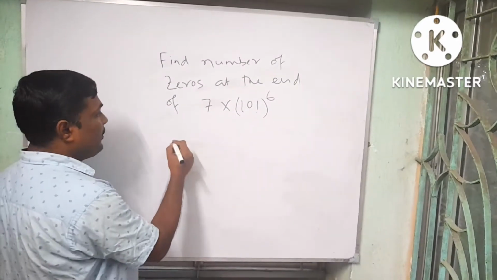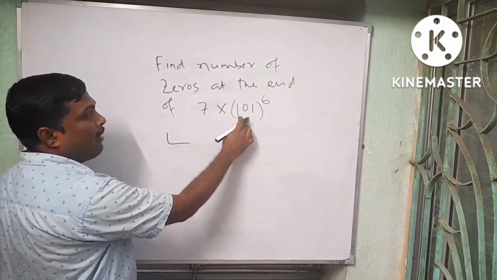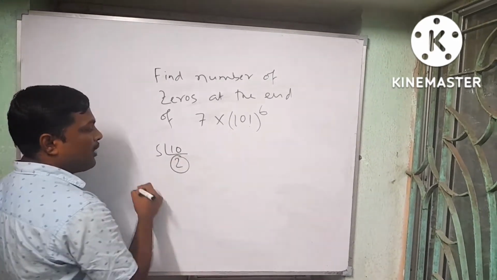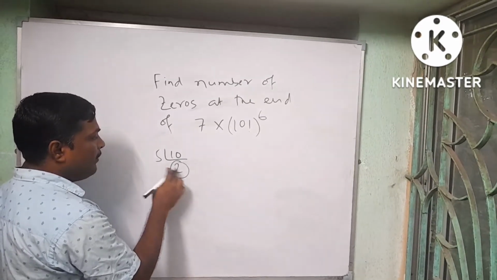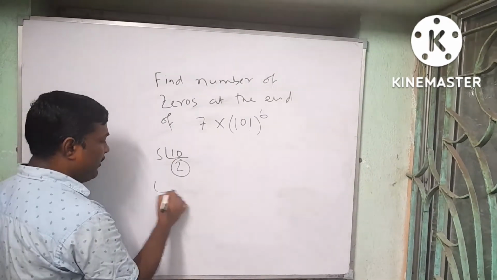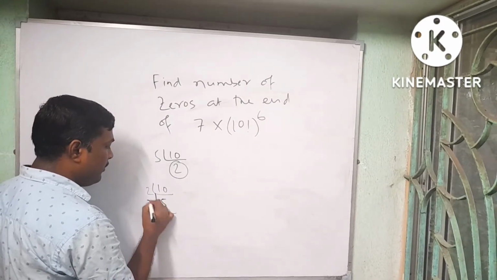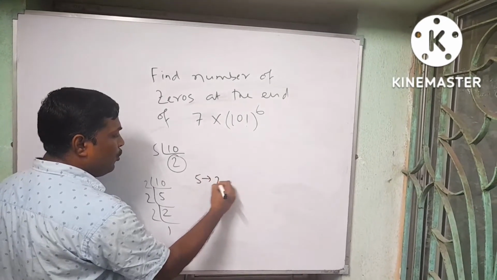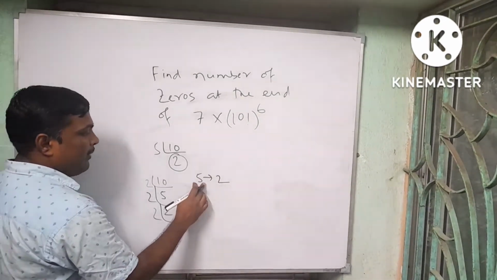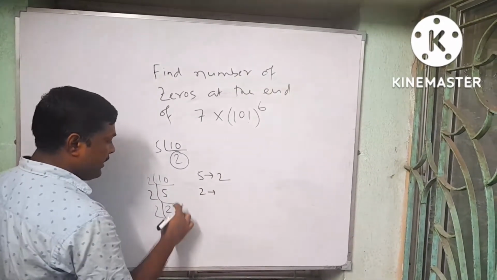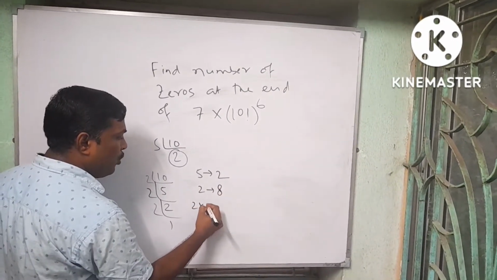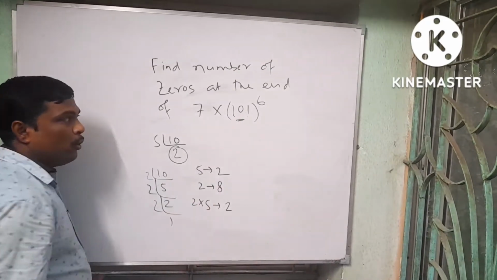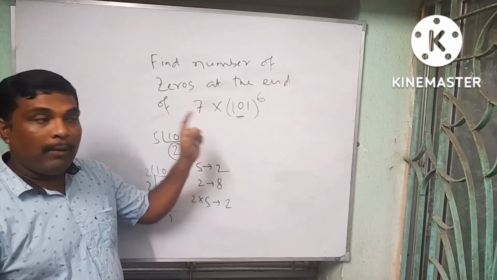Okay, so for this problem, first find number of zeros at the end of 10 factorial. So divide 10 by 5, it is 2. Okay, and number of 2, divide 10 by 2, 5, 2, 1. So in 10 factorial number of 5 is 2 and number of 2 is 8. Okay, so how many 2 by 5 multiplication possible? Minimum of these two, it is 2. So at the end of 10 factorial we have 2 zeros.